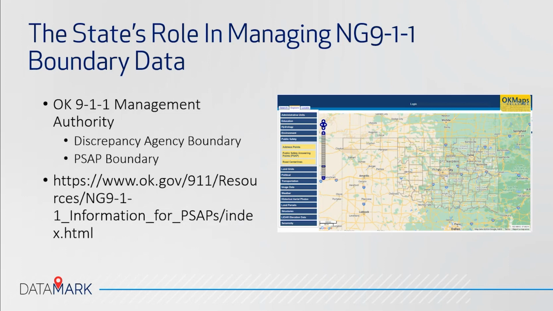The state only maintains the PSAP boundaries right now. That's all they have available for download, but they are working on getting a discrepancy agency boundary built, and that will also be available for download on OK Maps at some point. So you're just going to have to stay engaged with the state, check out their updates, and see when they upload that data to the website. The one that's available for download now is the PSAP boundary, and the expectation is that every PSAP is going to download and review these.